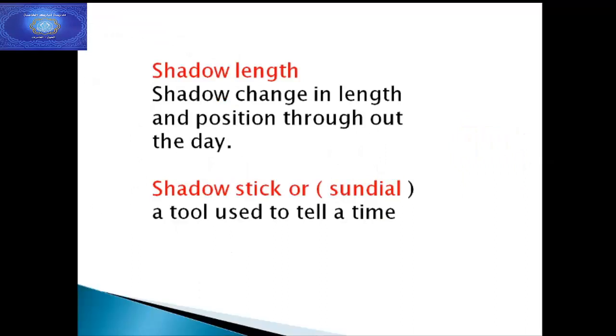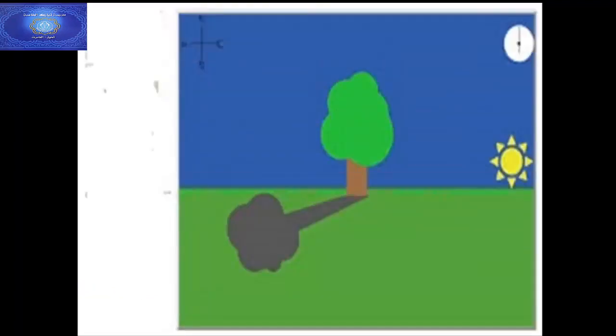Now, shadow length and position change throughout the day, as we said, related to the sun's position. And we can use a shadow stick or sundial to tell the time. How did they know the time throughout the day before clocks? They used a sundial or shadow stick to know the time. Now we will see.